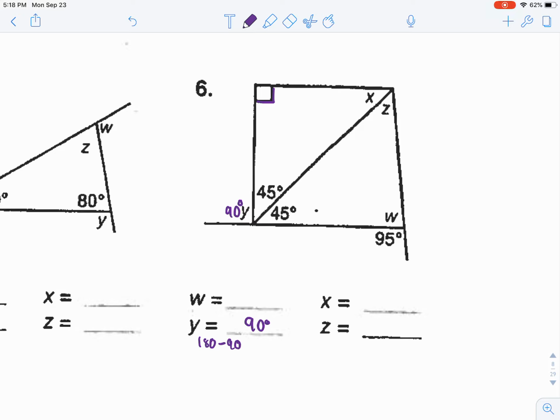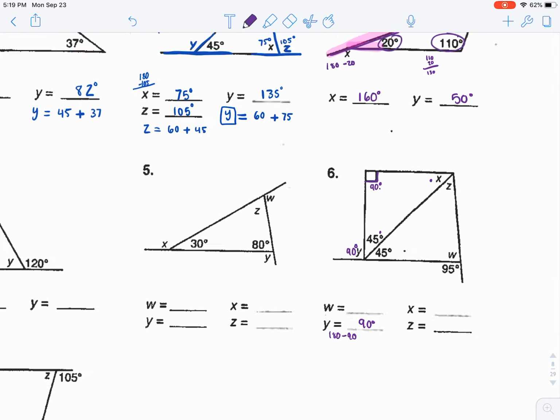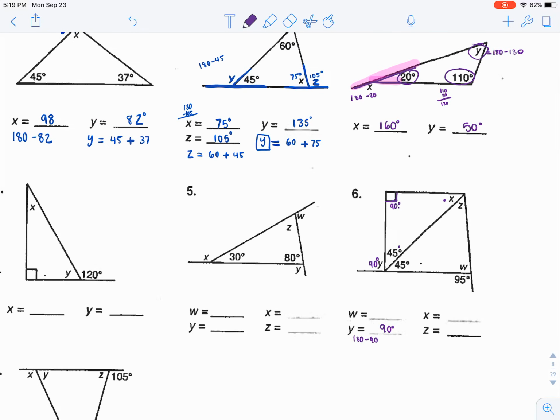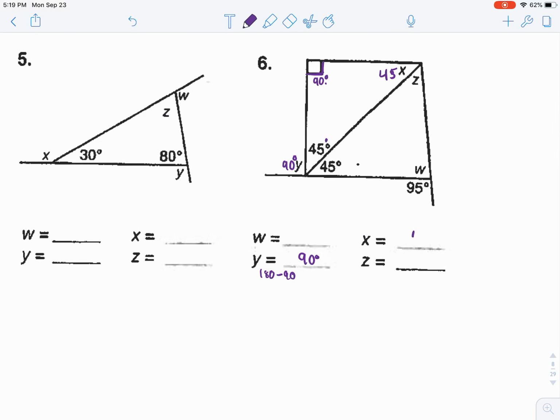Now, let's find x. This symbol right here means this is 90 degrees. 90 plus 45 plus x, well, those are 3 angles in a triangle. They should add up to be 180. 90 plus 45 is 135. 180 minus 135 is 45. X is 45 degrees.